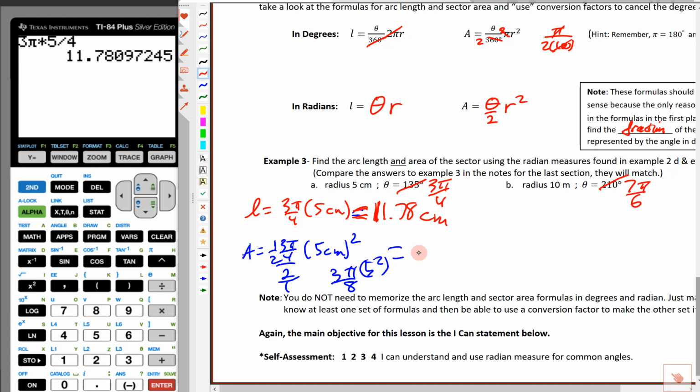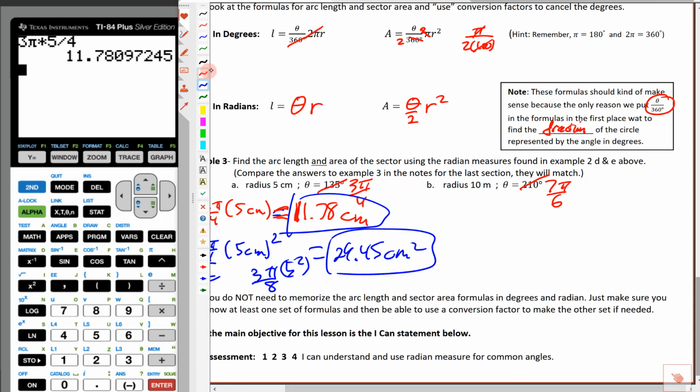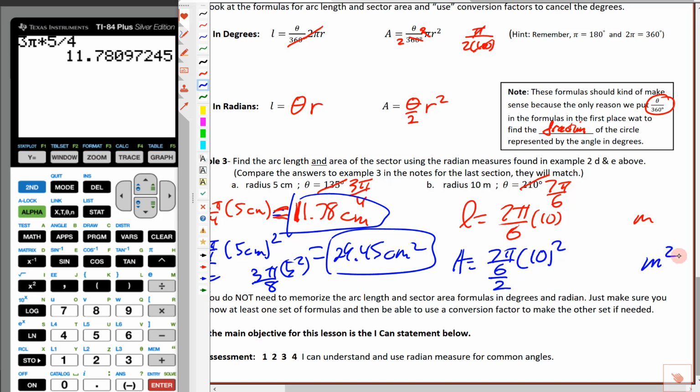29.45? Is that right? 29.45, and that would be centimeters squared, right? Yeah. Okay. This one right here would just be 7 pi sixths times 10. Answer's going to be in meters. And then this one's going to be 7 pi sixths divided by 2, and then we're just going to do 10 squared, and that would be in meters squared.